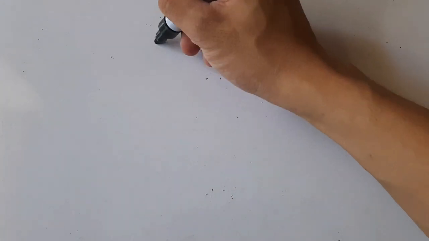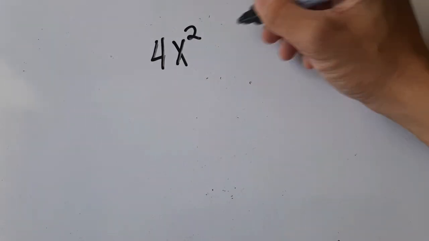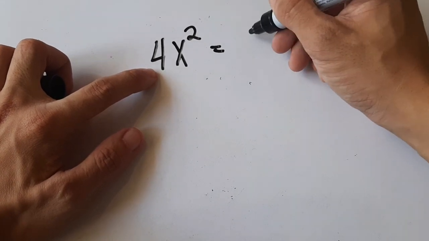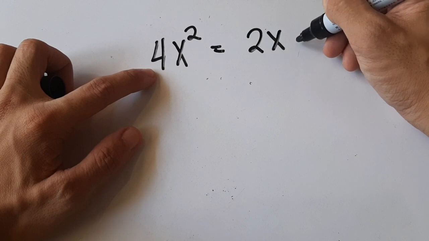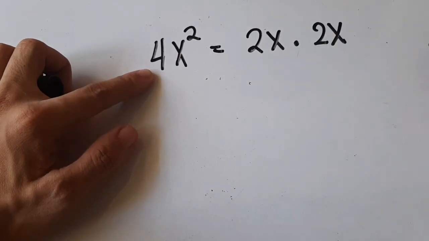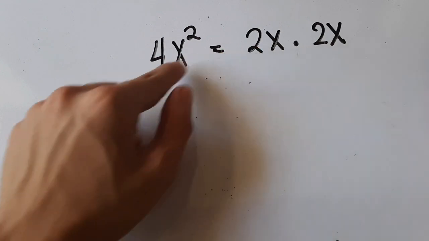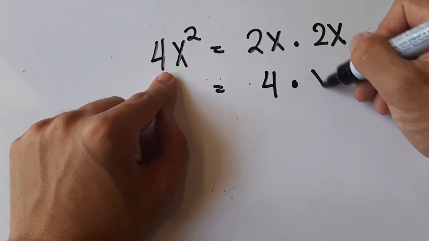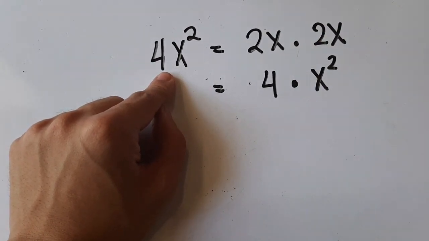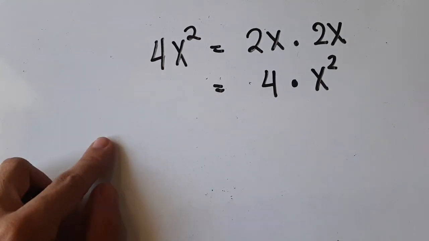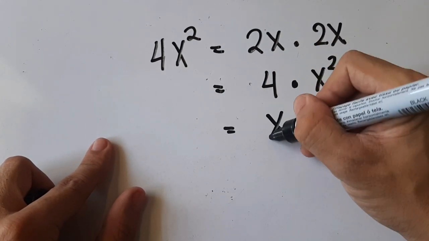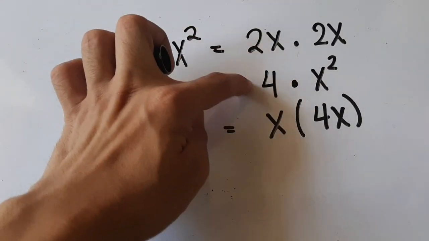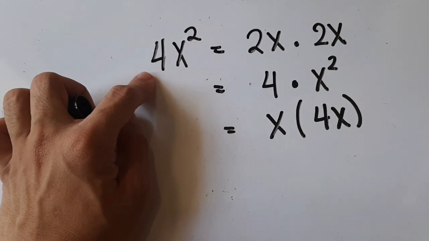So for instance, we have 4x squared. Let us factor this one. To factor 4x squared, we can say that 2x multiplied by 2x, the answer is 4x squared. Or we can simply say that 4 multiplied by x squared. Okay? So we can also say that x multiplied by 4x. So these are the factors of 4x squared.